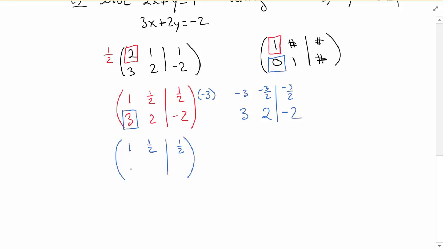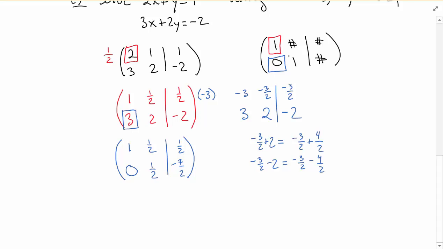So -3 plus 3 is 0. -3 halves plus 2. Well, that's a -3 halves, 2 is the same as 4 halves, so that'll give me a positive 1/2. And then a -3 halves minus 2 is a -3 halves minus 4 halves, which is a -7 halves. Great. So now you can see I have that 0 right where I want it.